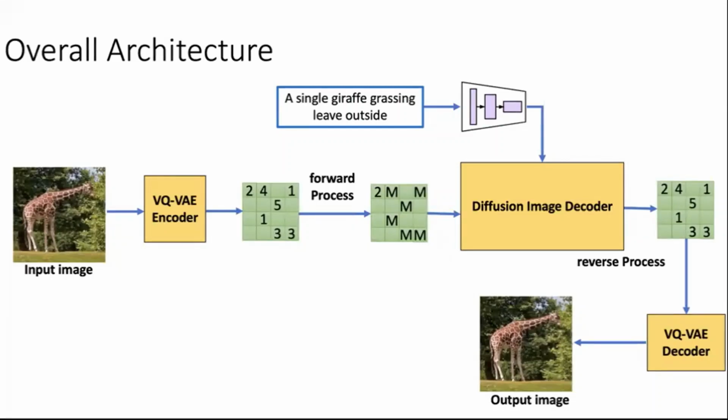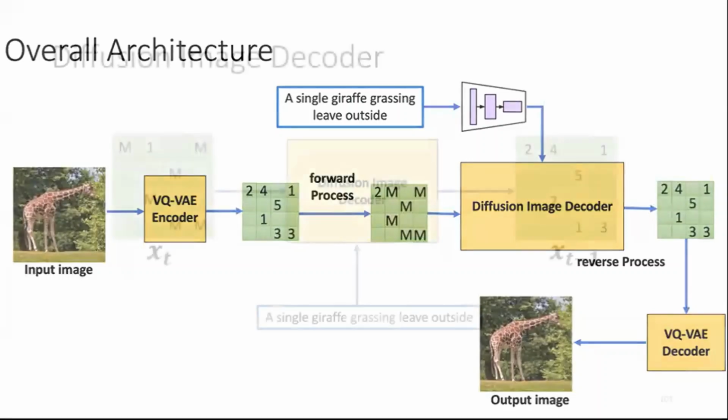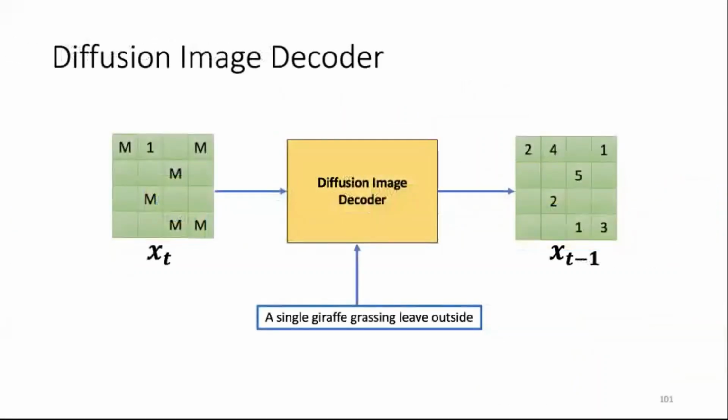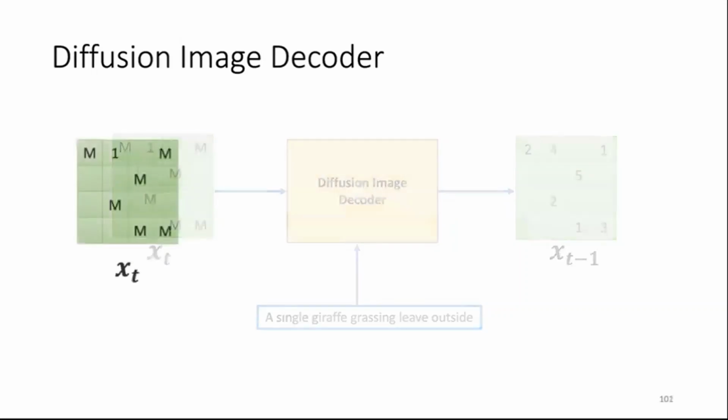Now we'll focus on one important aspect the authors introduced, which is the diffusion image decoder. The authors propose this decoder, which takes tokens at time t, conditioned on text embedding, and outputs the less noisy code representation at time t-1. So this is the whole idea.